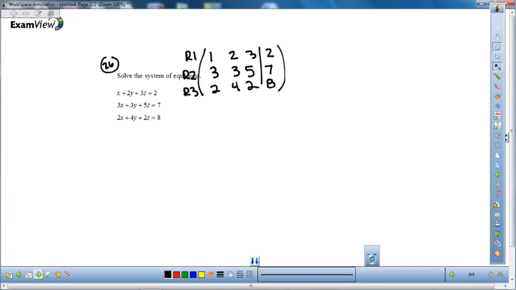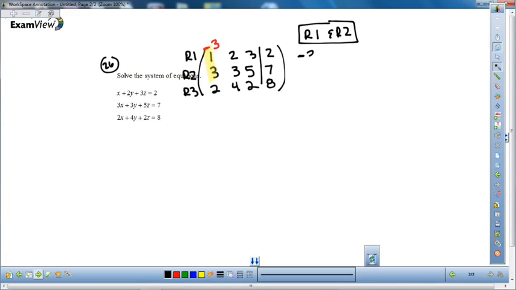So I'm going to start with row 1 and row 2. Okay, so I want to make the x's 0. So I want to make this 0. So that means that I need to multiply the row 1 by negative 3. So I got to multiply to everything.